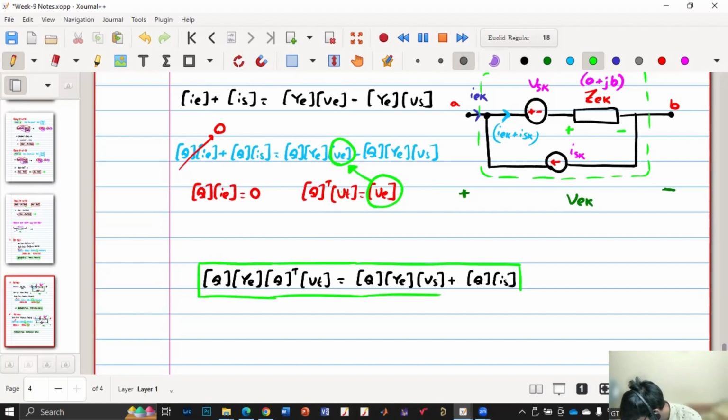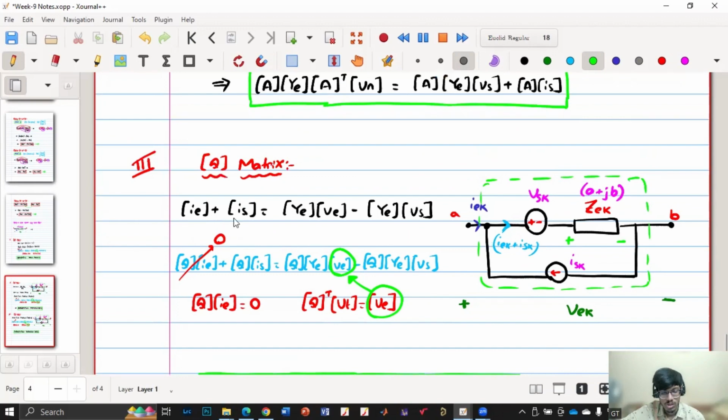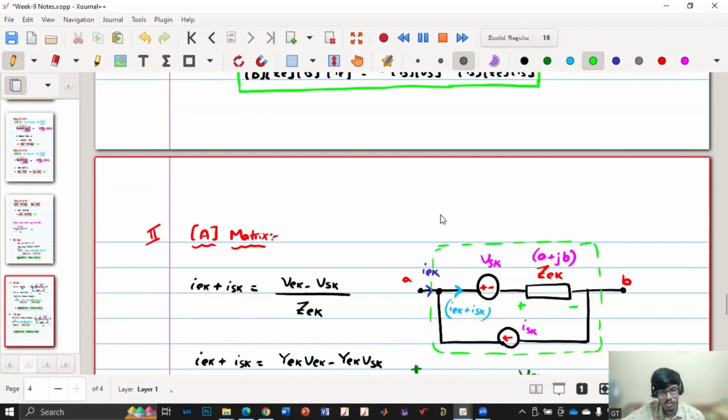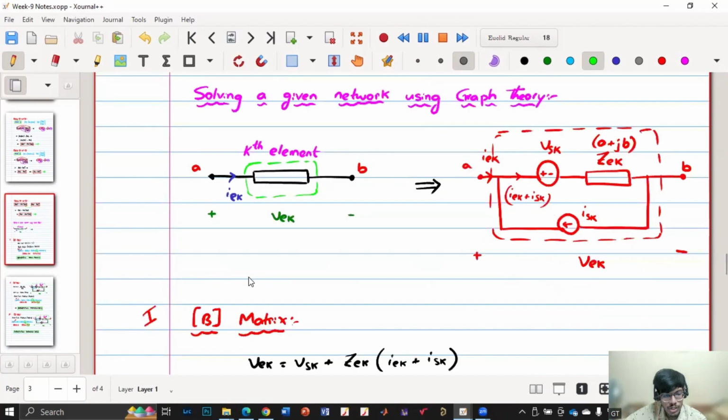So now from this we will get V twig voltages. If you substitute it here, we will get VE voltage, then you will get IE current. So basically, the main intention is for any kth element, we need to know IEK and we need to know VEK. So we need to know IE, we need to know VE.